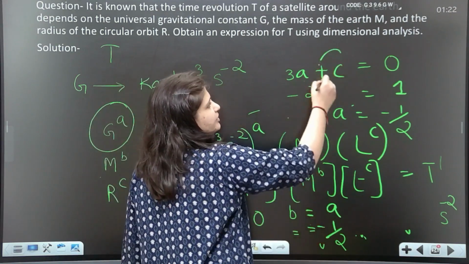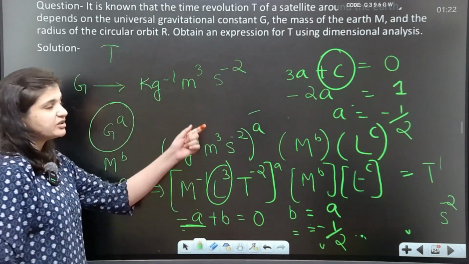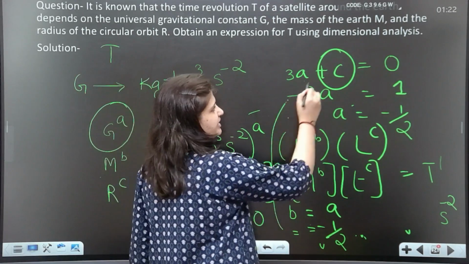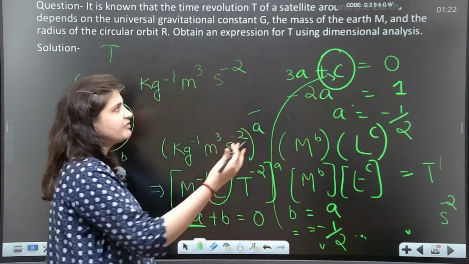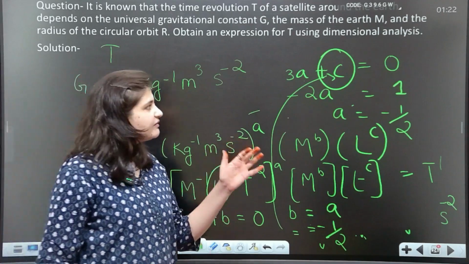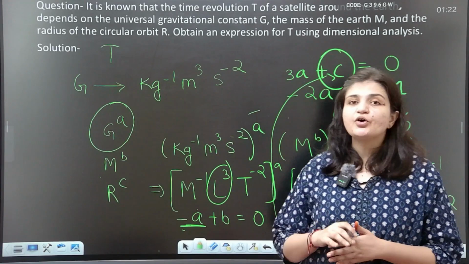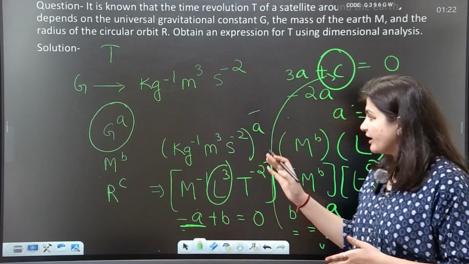And then we can put the value of a in 3a plus c equal to 0 to find the value of c. So we will find out how this time is dependent on G, m and r.